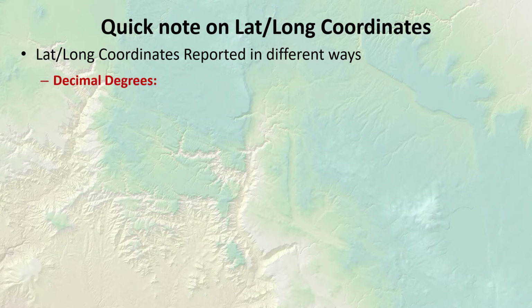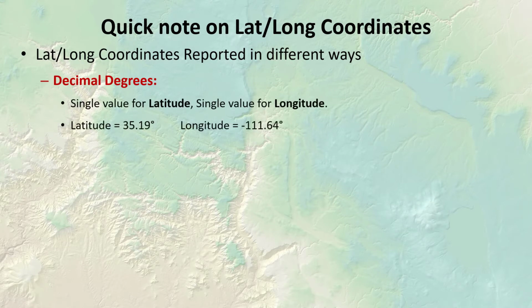The one that's most useful mathematically is decimal degrees, and that's a case where you just have a single value for latitude and a single value for longitude. You get the degrees, and then you have a decimal value after that that just does what decimals normally do. They can be reported in a couple of different variations, though.